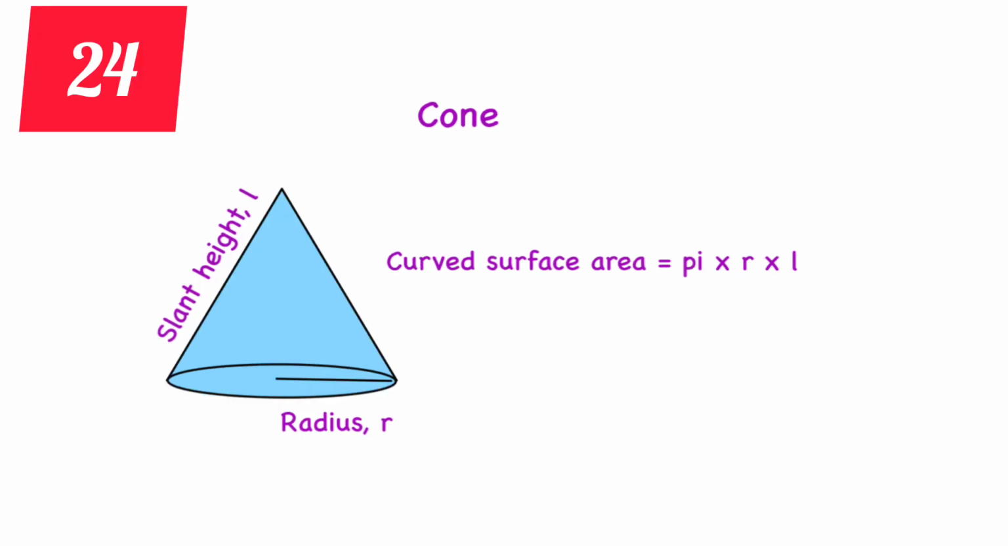A right circular cone, if cut open along the slant height, forms a sector of radius L and arc length 2 pi r. The angle of the sector, in radians, is the arc length divided by the circumference of the circle, multiplied by 2 pi. We get the area of the sector using its formula and simplifying as pi r l. The curved surface area of the cone is therefore pi r l.